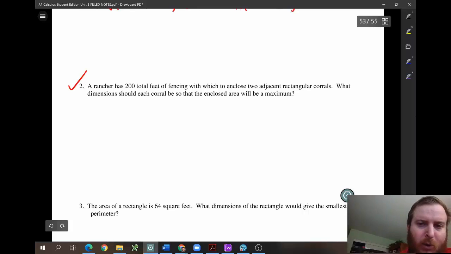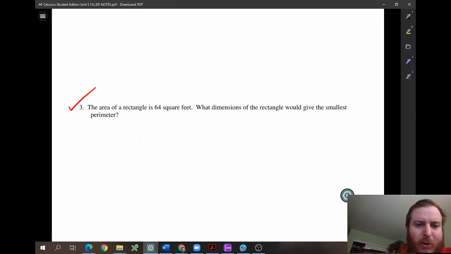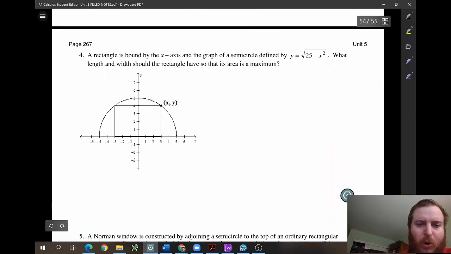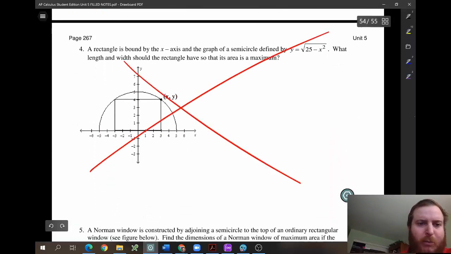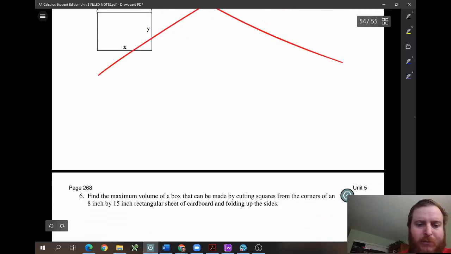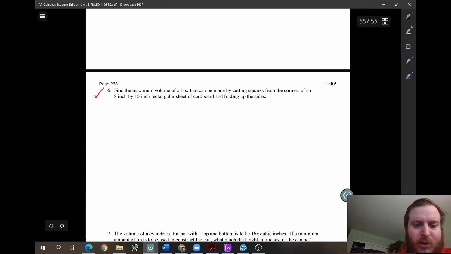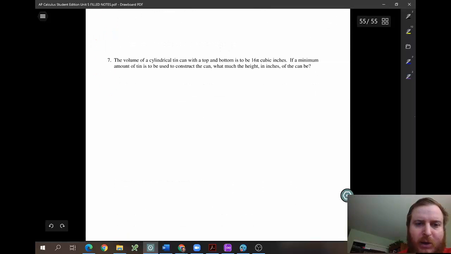Number 2, I absolutely want us to do. It's very similar to one of the ones we just did. Number 3, I absolutely want us to do. It's just giving us an area and talking about perimeter. Number 4, we're going to cross out. It's just weird and we don't need to bother with it. Number 5, we're going to cross out. It's weird and we don't need to bother with it. And number 6, I want us to do.